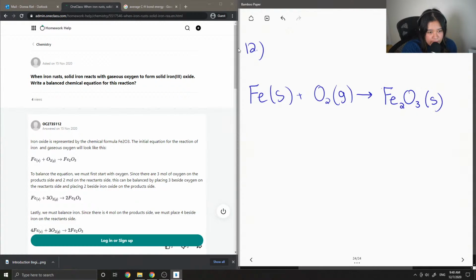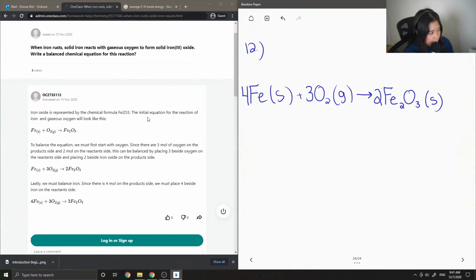So I'm going to write a 3 in front of O2 to make it easier to balance because we have an odd number on the product and an even number on the reactants. So now we have 6 oxygens on our reactant side, so I just need to add a 2 in front of our iron 3 oxide. And now we have 4 irons, so I'm just going to add a 4 in front of the iron solid. So this is the balanced chemical equation.